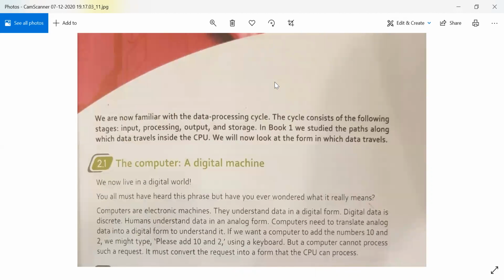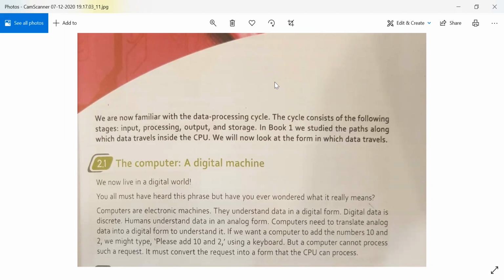We are now familiar with the data processing cycle. The cycle consists of the following stages: input, processing, output, and storage. In book 1, we studied the paths along which data travels inside the CPU. We will now look at the form in which data travels.